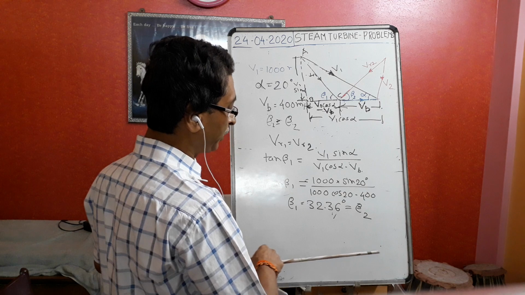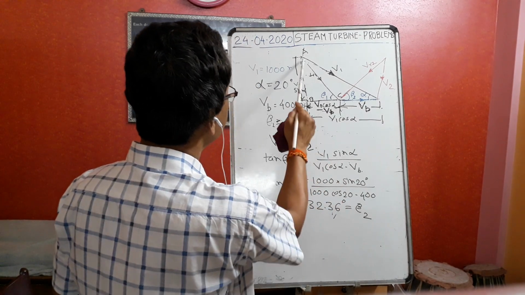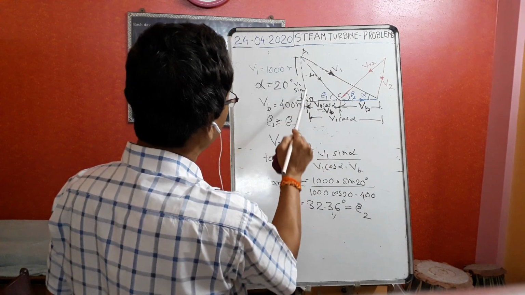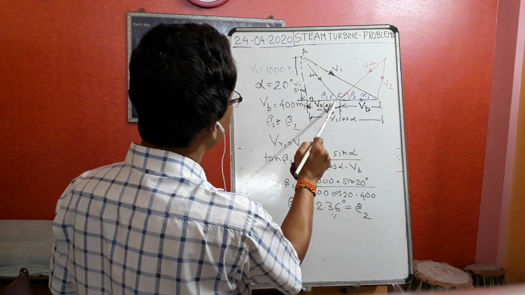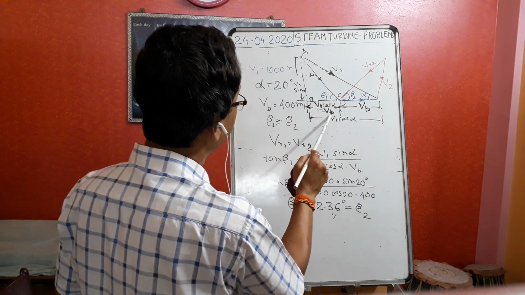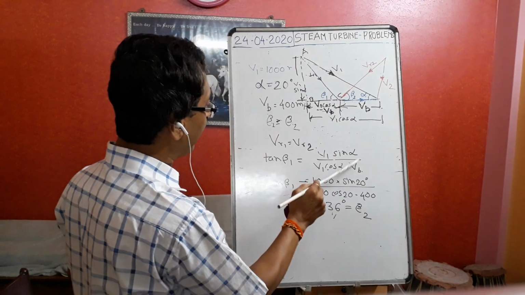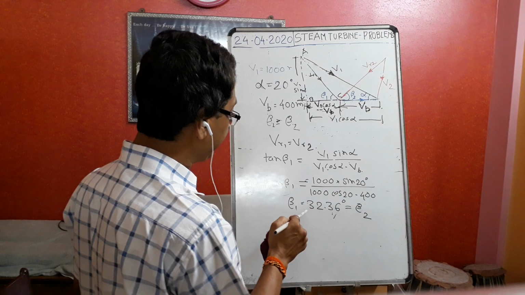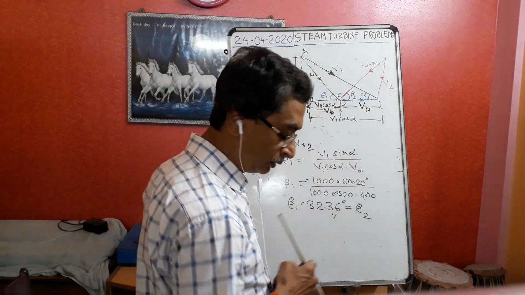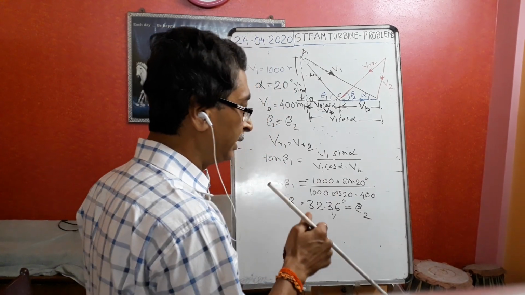Okay. So that's why we consider this triangle: tan beta 1 will be, tan beta is perpendicular by base, that means AB by BC. What is the AB? V1 sin alpha. What is BC? V1 cos alpha minus VB. I know all the data, V1, alpha and VB. I put it in, I get the beta 1 and beta 2. Calculation you will check later. Okay. This is okay. Then can I proceed?